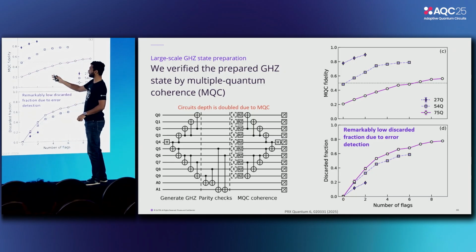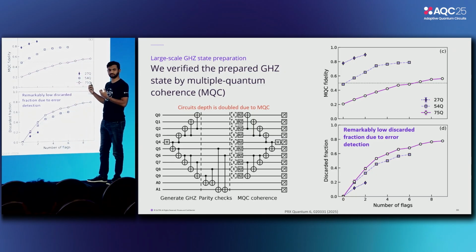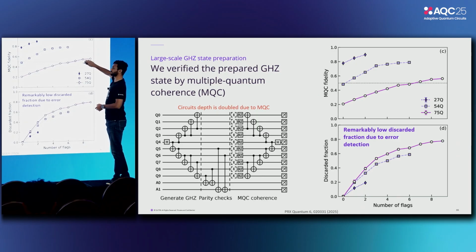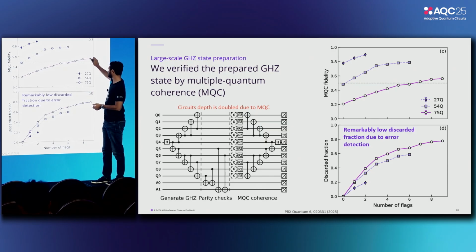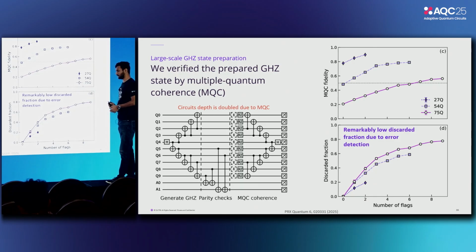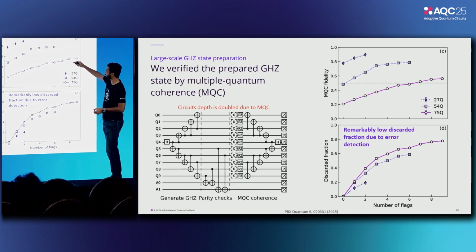But as we increase the information from different flags and keep post-selecting based on that, we see a clear monotonic increase. This is increasing the coherence of the state itself, essentially. We know which shots did not work, and we can throw away those shots. Or if we have feedback, we can even adaptively correct those shots. Basically at 75 qubits, we showed this fidelity above 0.5.